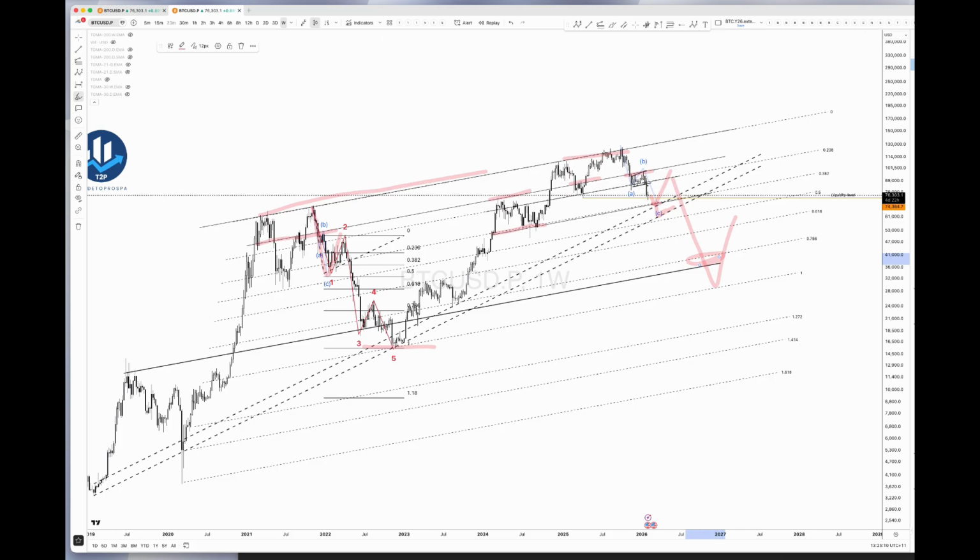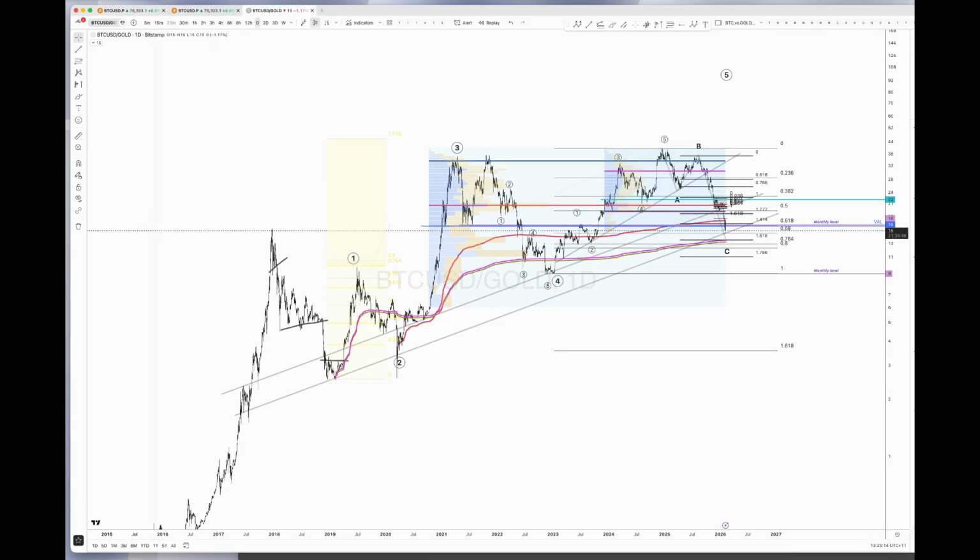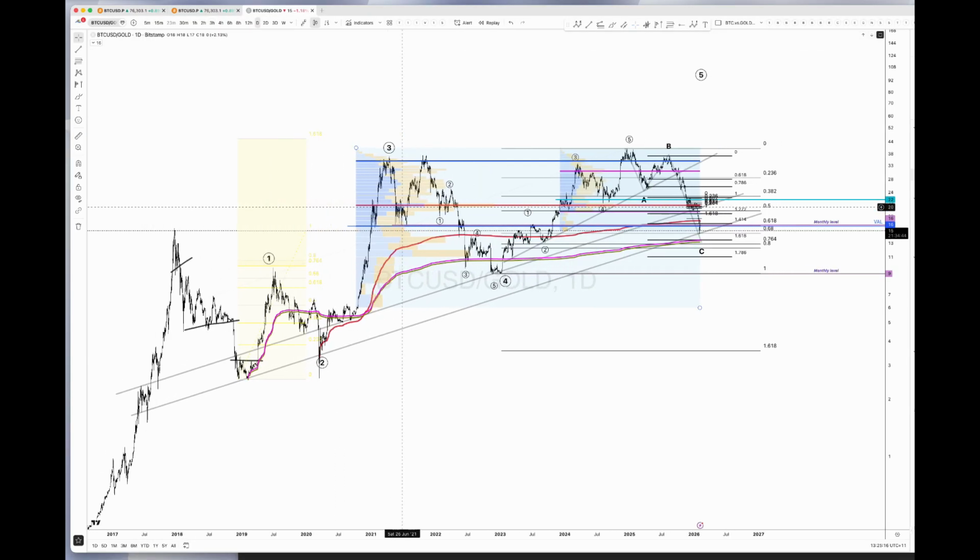Now, last but not least, let's look at gold and how gold was affected. So gold, Bitcoin versus gold is my chart. Trend line, common trend line. We missed that and it dumped. It's the last trend line that we got to.